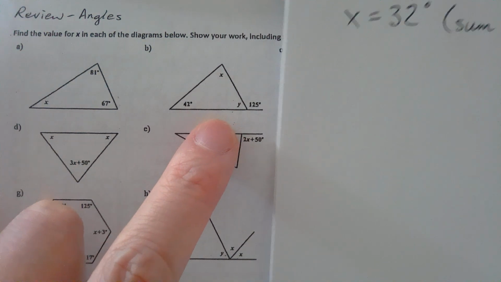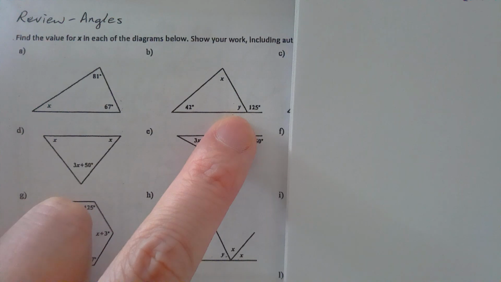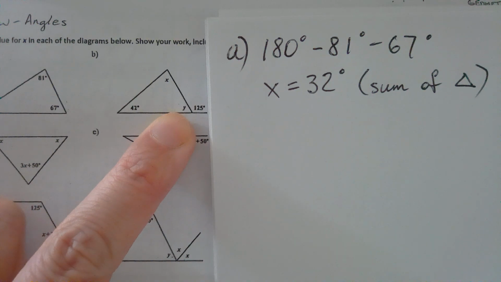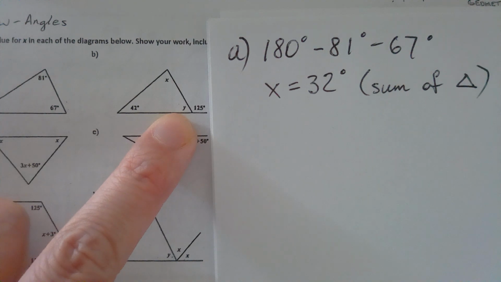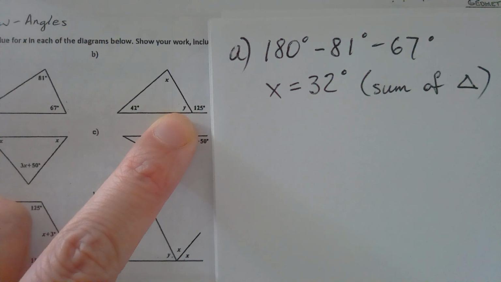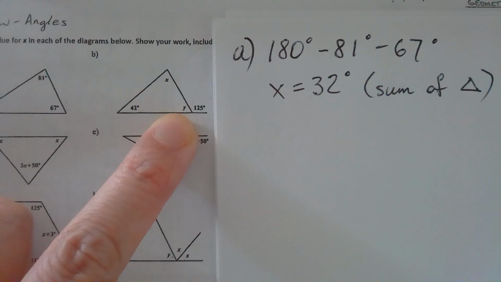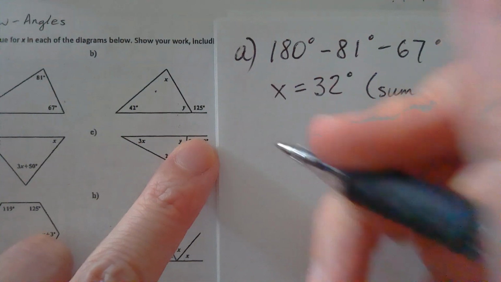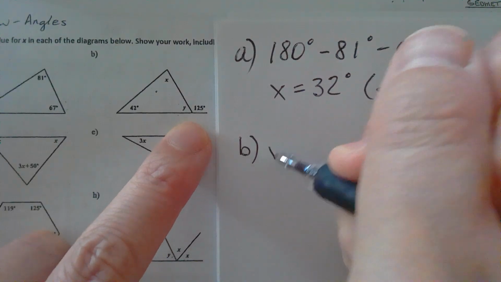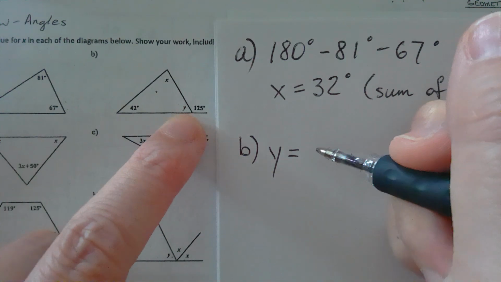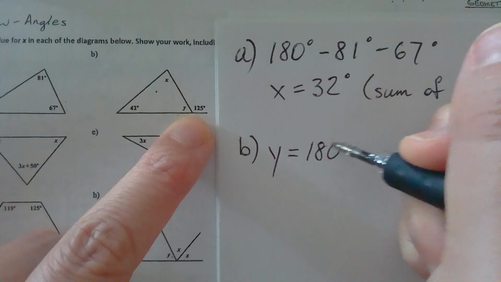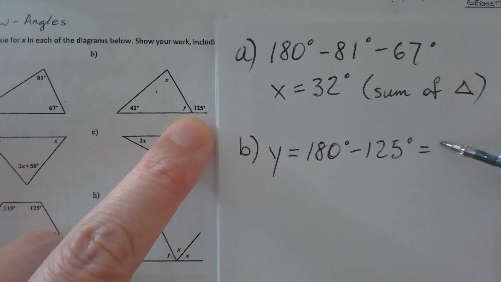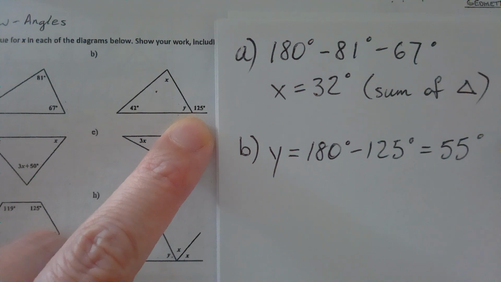Part B right here. Do you always have to solve in the order of X, Y, and Z, or A, B, and then C? No, you can solve for whichever one is the easier one to solve. So for this one, I actually think Y is easier to solve because Y is 180 minus 125, which is 55 degrees. What's my justification here?